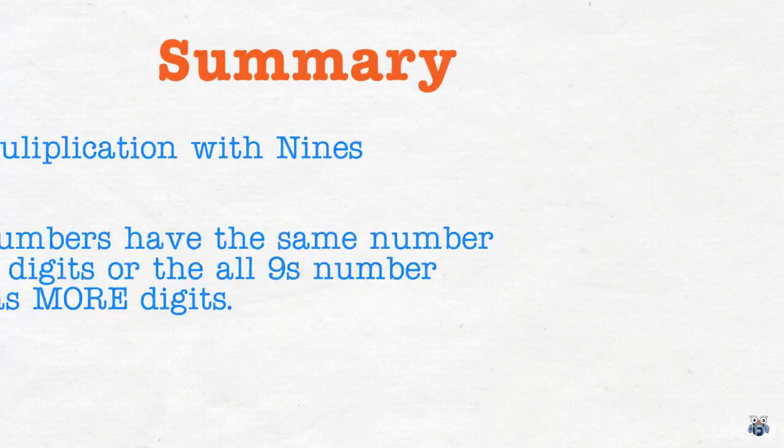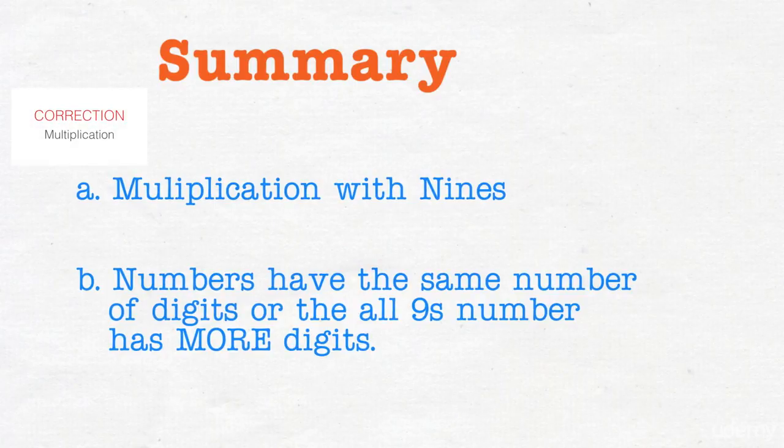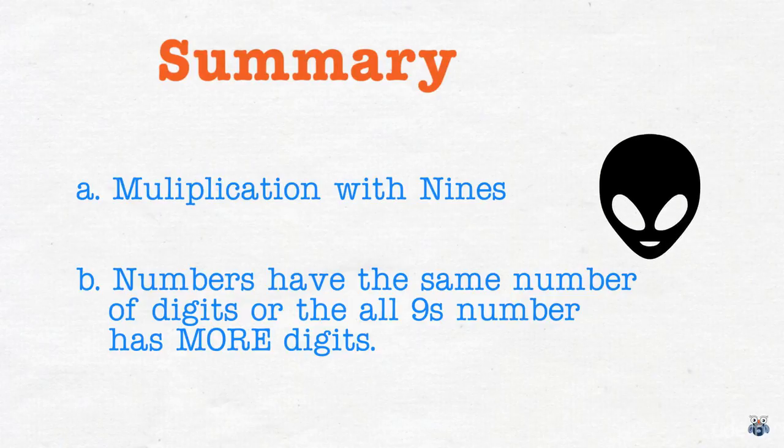So to summarize, in this video we saw a special case of multiplication. Multiplication with 9s. This method works when both numbers have the same number of digits or the all 9s number has more digits. I hope you found this technique useful. In the next video we will look at another specialized multiplication concept, so do stay tuned.